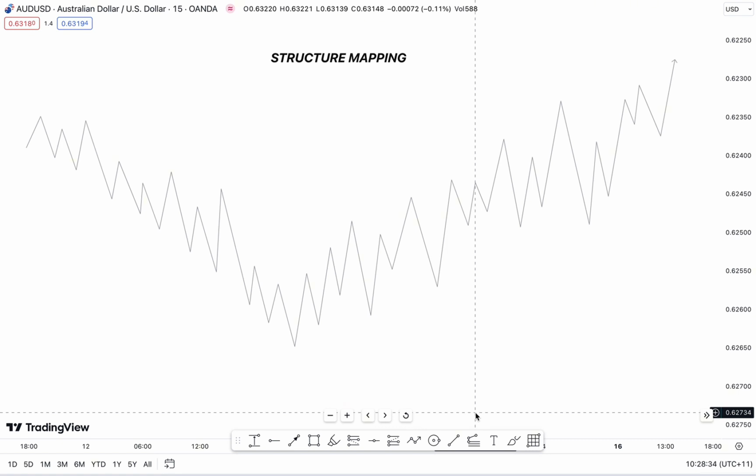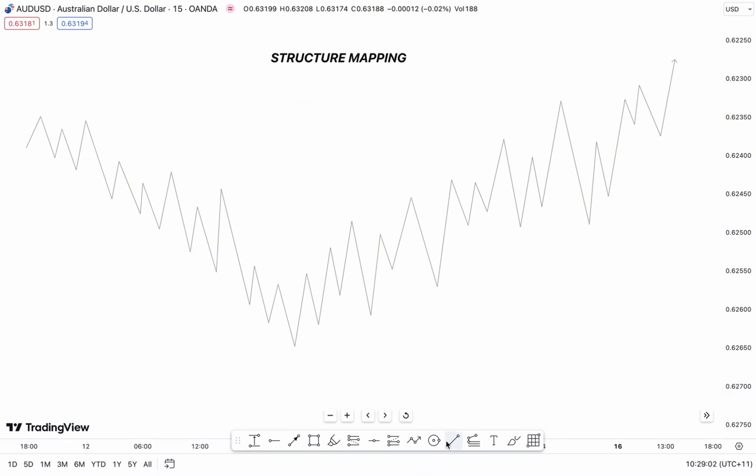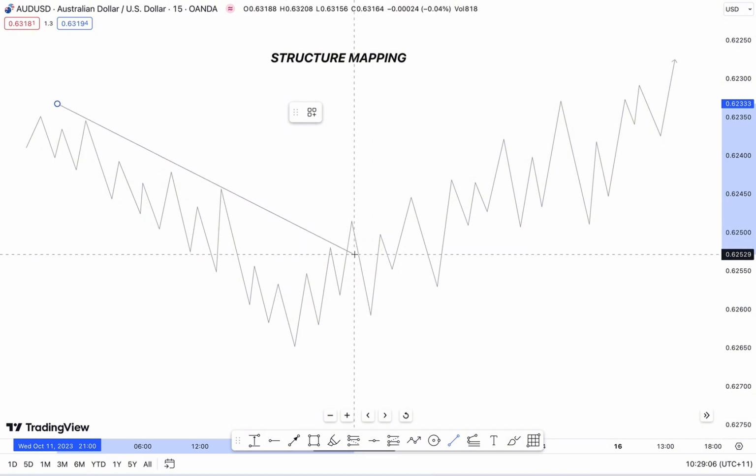But one thing we need to understand is inducement. Inducement has to be taken out before we confirm a confirmed break of structure or change of character. So I'm gonna make this really brief, right? So we have a downtrend, correct?